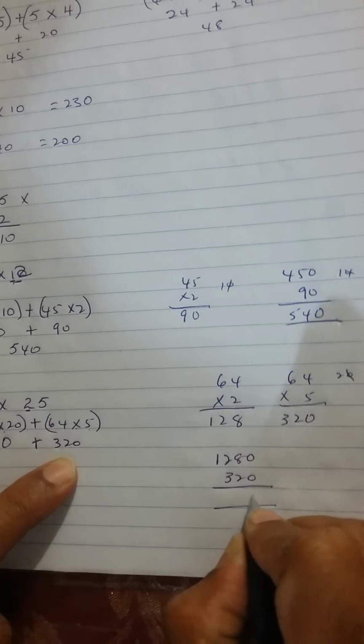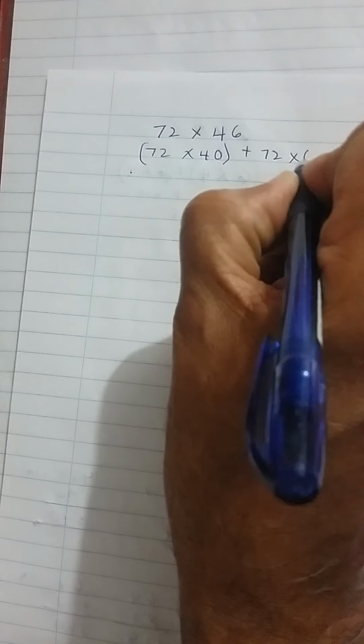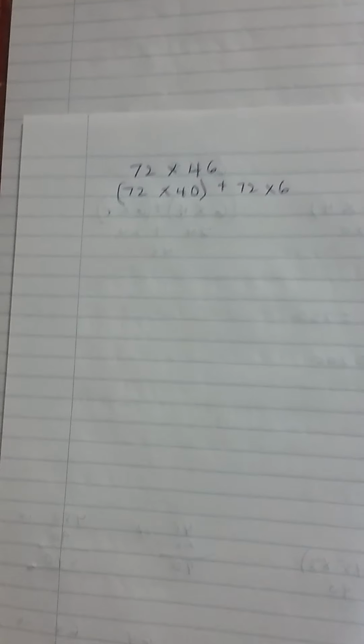Okay, I want to try another one for you. Okay, let's try 72 times 46. Remember, we are going to distribute this 46, and the easiest way to distribute it is 40 and 6. So we say 72 times 40, add 72 times 6. Good.